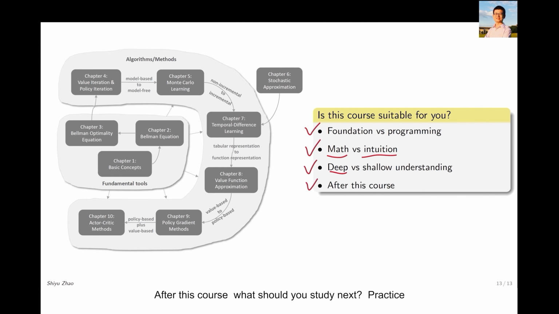After this course, what should you study next? Practice, combining theory with practice, and then you can start reading papers, and you will not encounter big obstacles. You can explore and delve into many fascinating areas, finding your niche.